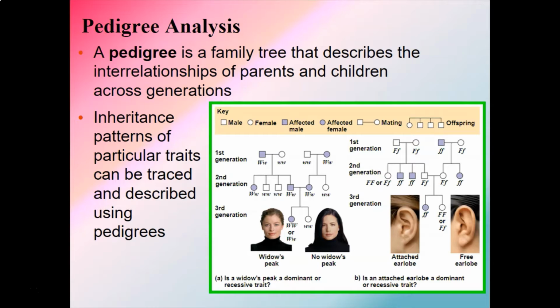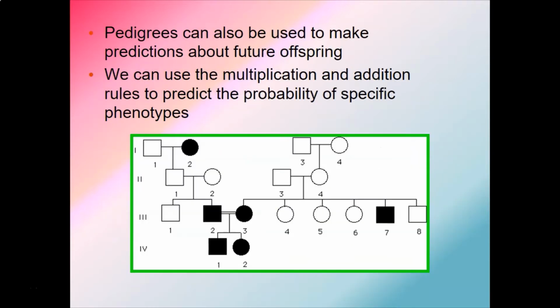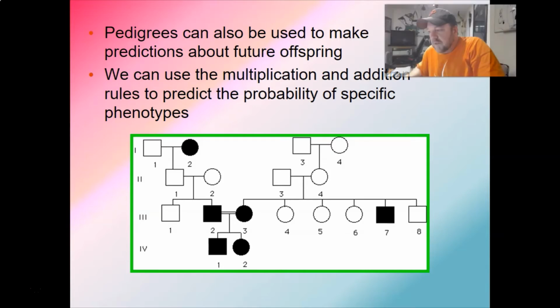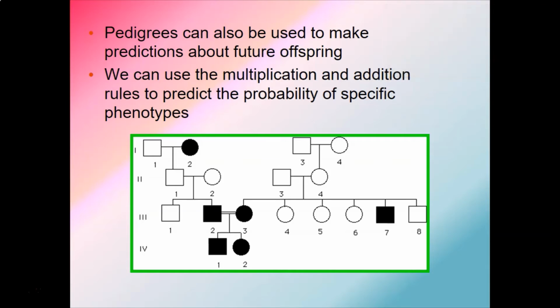All right? Okay, so pedigrees can also be used to make predictions about future offspring. Okay, and again, you have to use those rules that we talked about yesterday of multiplication and addition. Those are always important in genetics, but really all you're doing is like Punnett squares. But if you think about it, you're doing the math behind the scenes there. So let's just assume that in this pedigree right here, we have a recessive trait. So anybody who's shaded in, let's assume is recessive.